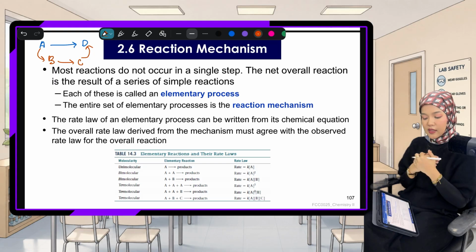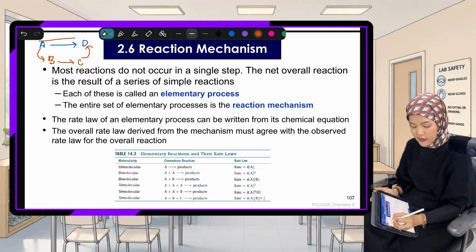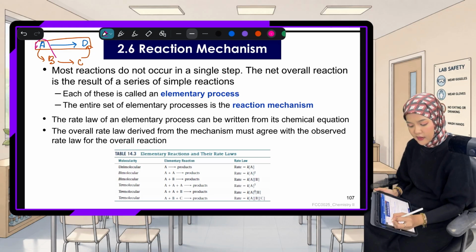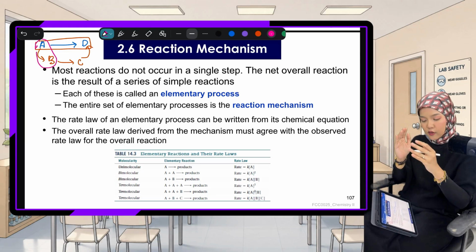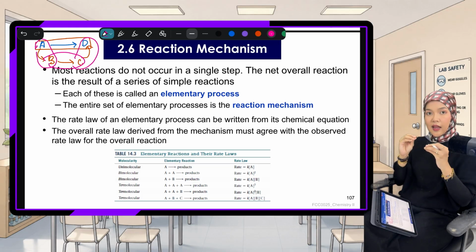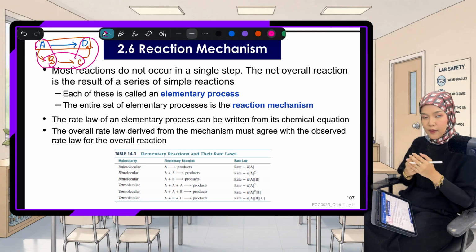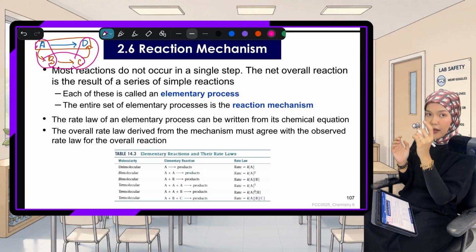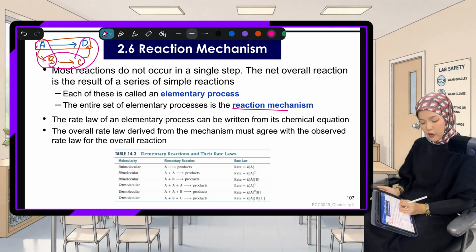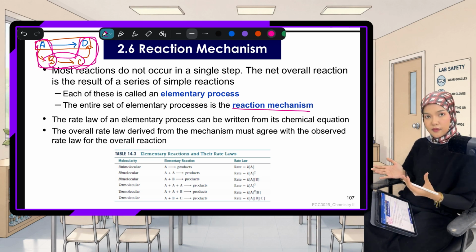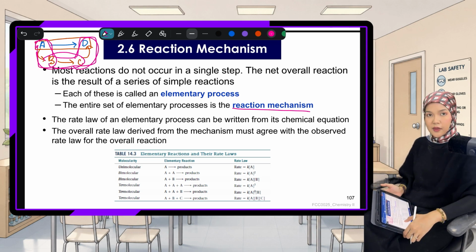So this is what we call the overall process. And then this is the elementary process: A to B, B to C, C to D. These are the elementary processes. So all the elementary processes for us to get from reactant to product is what we call the reaction mechanism. So the whole chain is the reaction mechanism. Now you understand what reaction mechanism is, right?